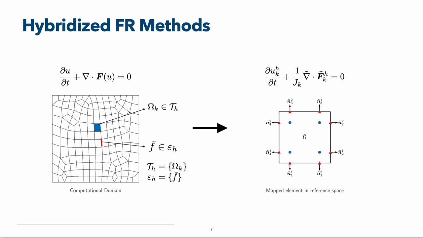Similar to the implementation of most higher-order methods, we're going to map our PDE to a reference space. So specifically, we map each element to a standard space with the use of shape functions and associated geometric Jacobians. This is done for the sake of efficiency. And some of the notation that will be used here involves omega k for elements and f bar for the faces in the global computational domain, such as the red line that we observe in the left diagram.